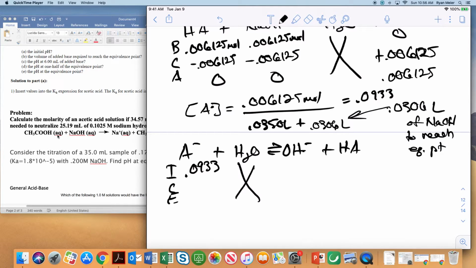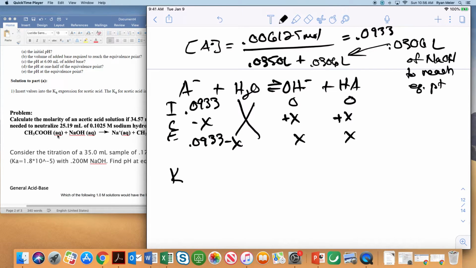I have no water, I'm sorry, the water I don't care about. I have no hydroxide, no HA at the start. Standard change, right? It's an ice table now. My changes are x's, so minus x and then plus x and plus x. 0.0933 minus x, x and x.